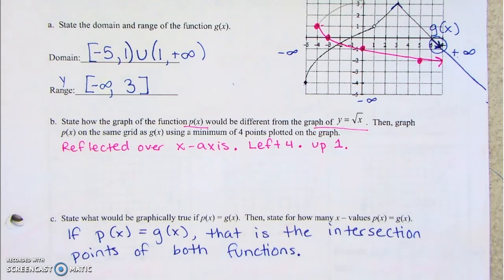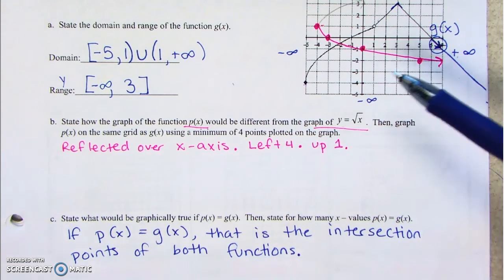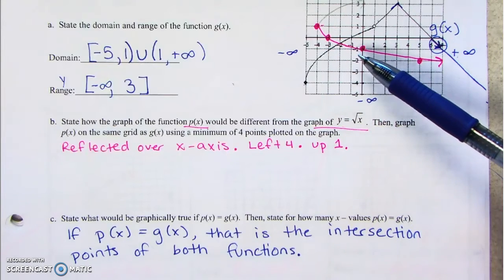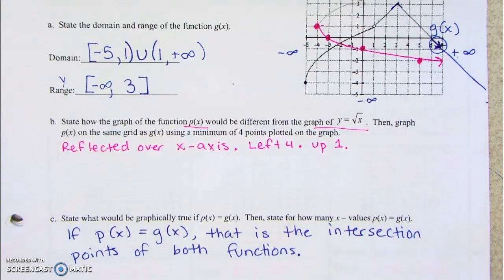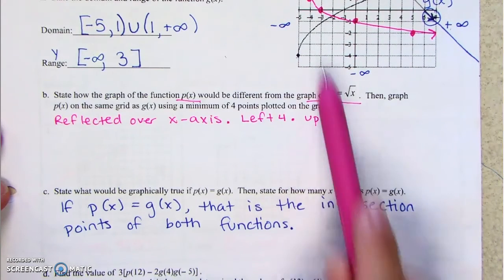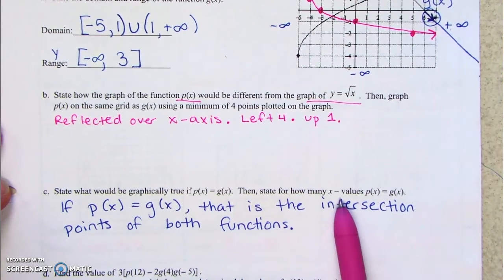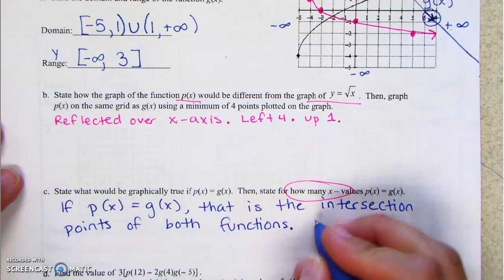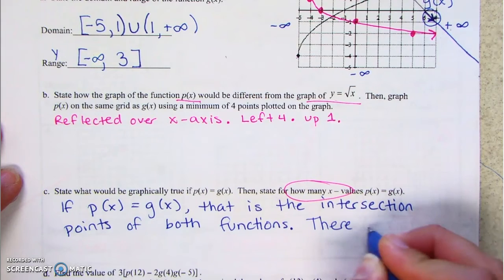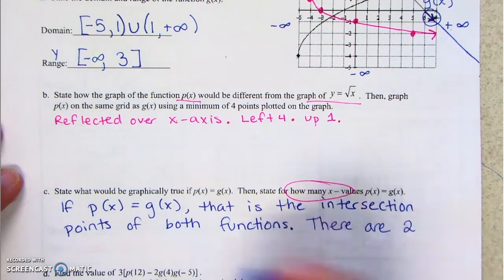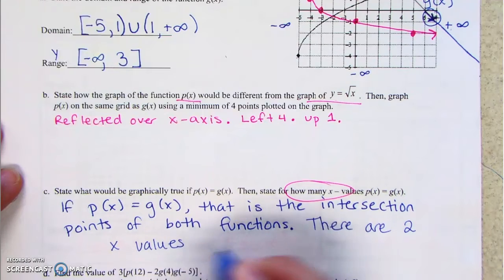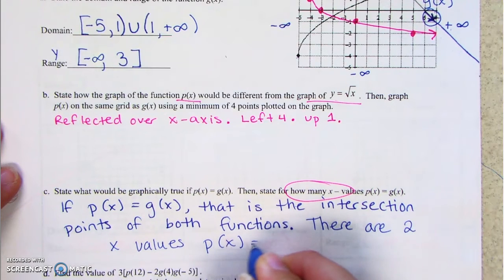Okay. How many times does the pink, oh, I did pink for p. How many times does it intersect? Okay, so how many times does p intersect? It didn't ask us to find the values, it just says how many. Do you guys see that? How many? There are 2. There are 2 x values for which p equals g.